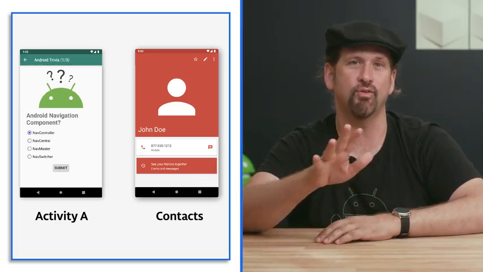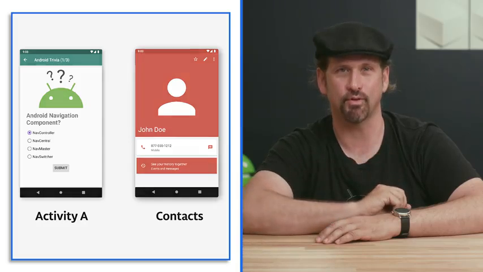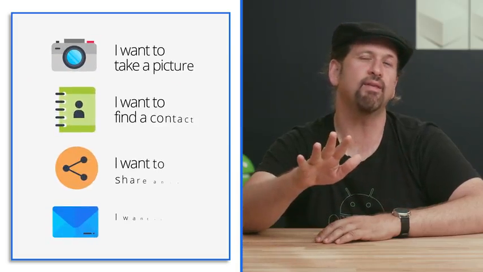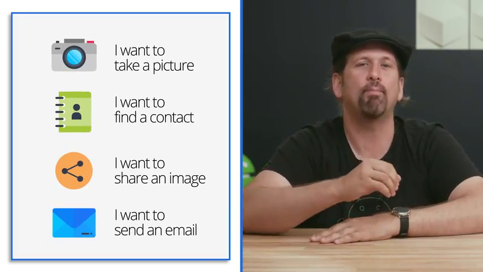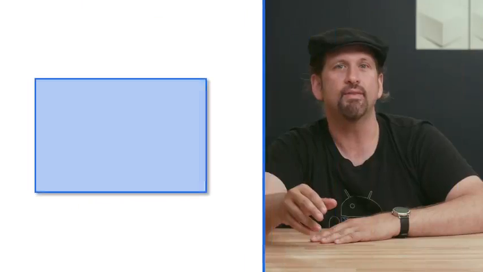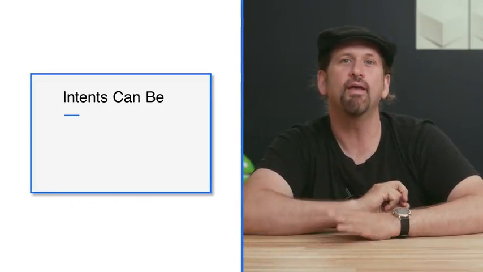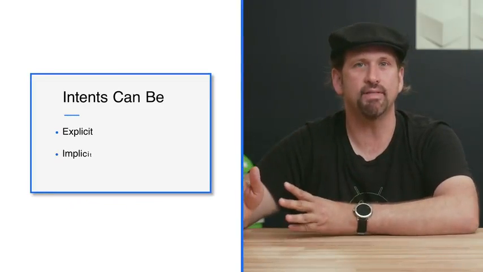This is all done using intents and intent filters. An intent indicates intention of your app. It's sort of a description of something that the app wants an activity to perform. They come in two flavors: explicit and implicit intents.